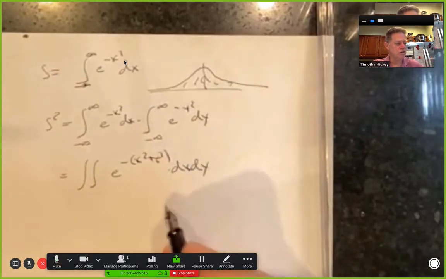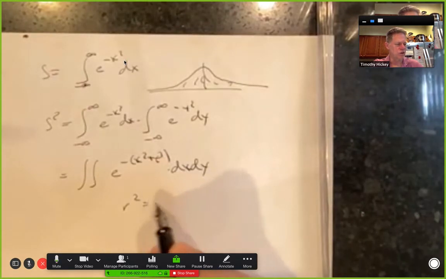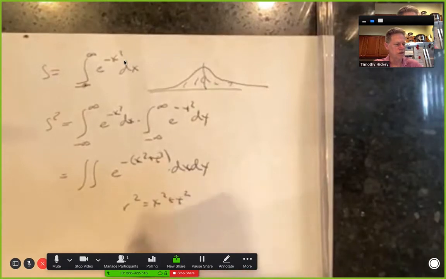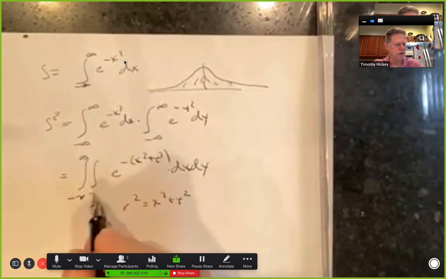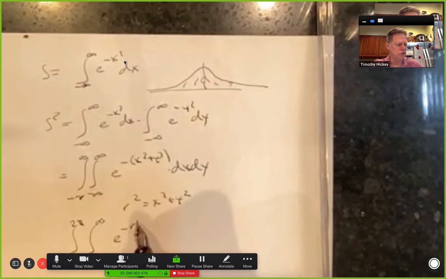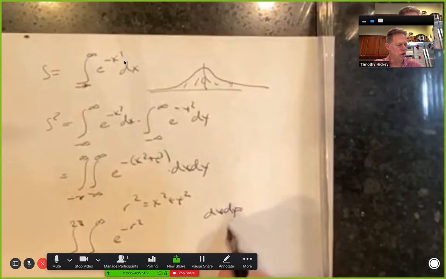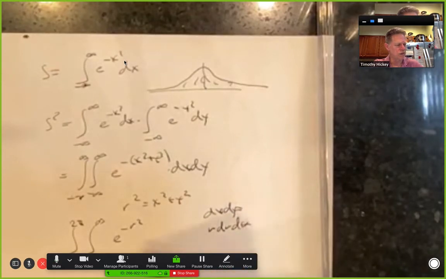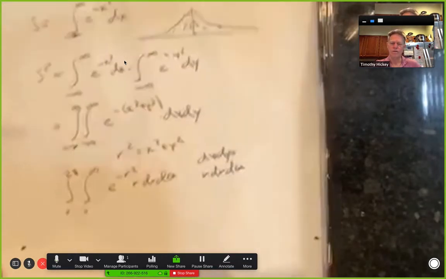If we change coordinates, so we're using polar coordinates, so r squared is x squared plus y squared, this becomes the integral from 0 to 2 pi of the integral from 0 to infinity of e to the minus r squared, and dx dy is equal to r dr d theta. So this would be r dr d theta.